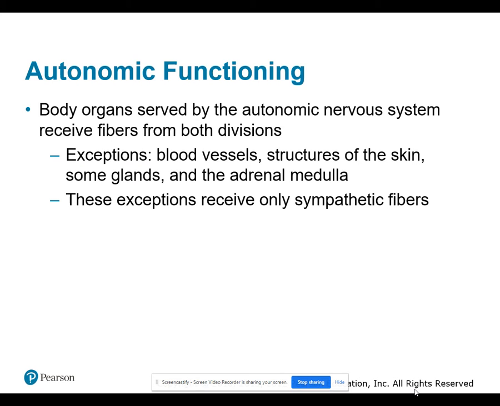So autonomic functioning: body organs served by the autonomic nervous system receive fibers from both divisions. What I mean by both divisions is the sympathetic and parasympathetic. There are a few exceptions. The blood vessels, any structures of the skin, and a few glands like the adrenal medulla only receive sympathetic fibers. So the parasympathetic has nothing to do with blood vessels.